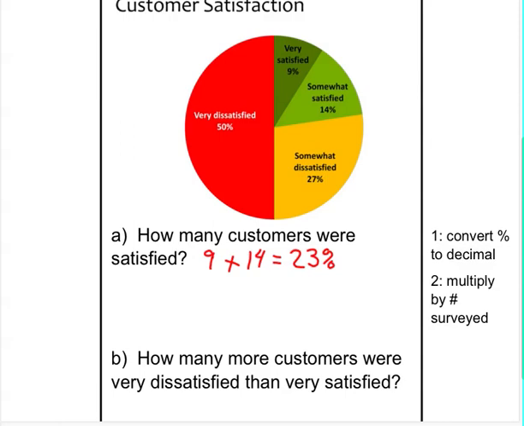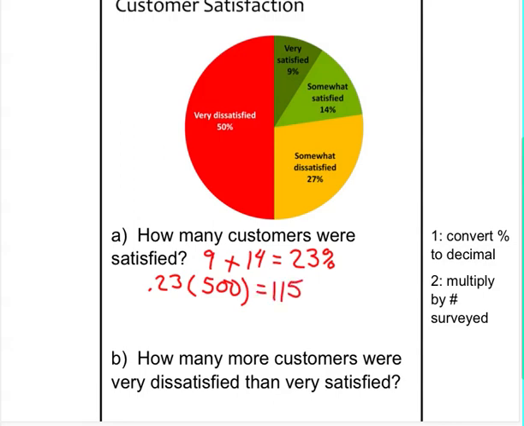Once you have your percentage, you will convert that to a decimal, divide by 100 or move the decimal 2 places to the left, and then you multiply that by the number of people who were surveyed. In this case, 500 people were surveyed. So then you grab your calculator and multiply, and we got 115 customers.